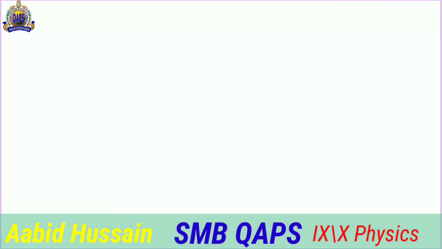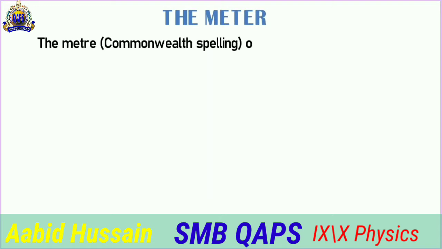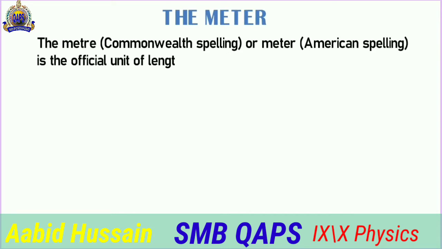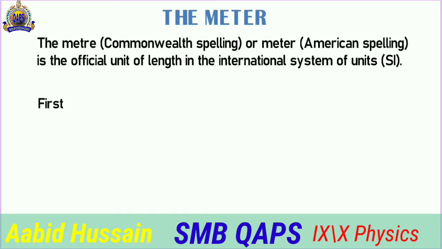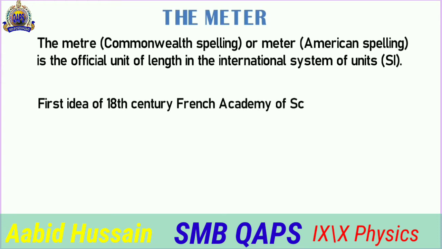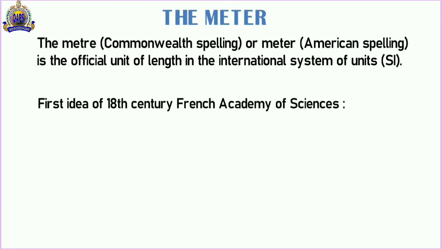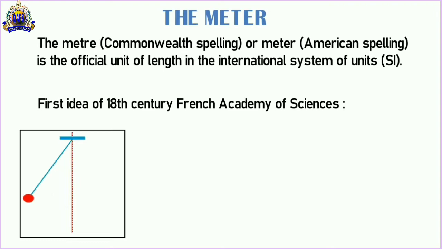Now first of all we have the meter. Actually, meter is the unit of length, as you know well and have studied in your previous lectures. The meter is the official unit of length in the International System of Units, the SI system, and its first idea was given in the 18th century by the French Academy of Science. In this academy it was defined how you can define a meter.